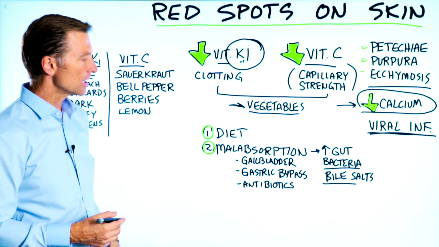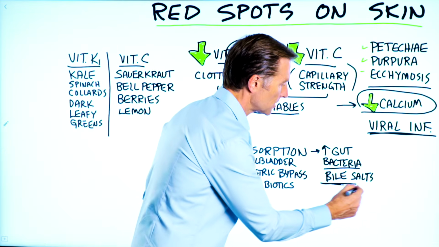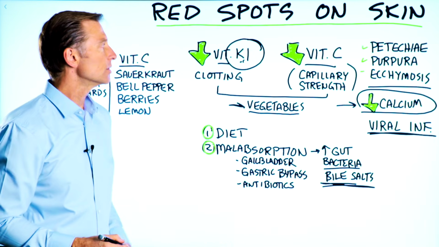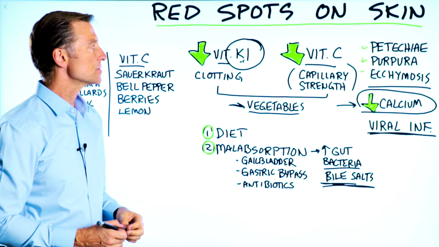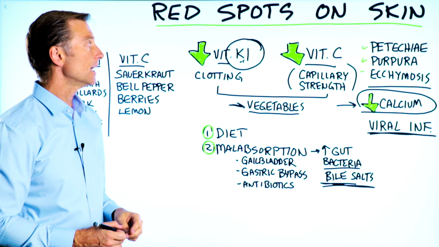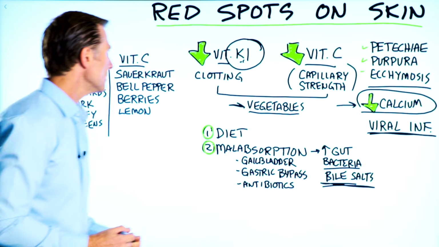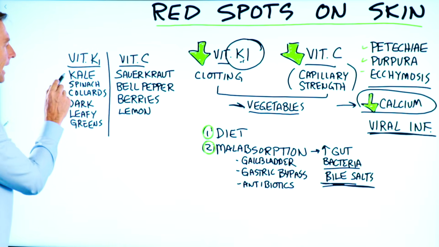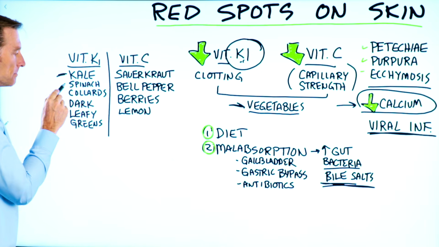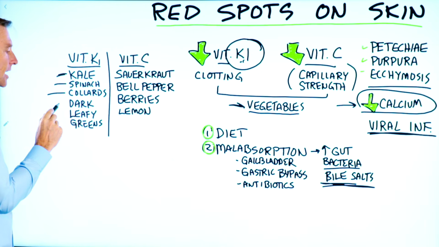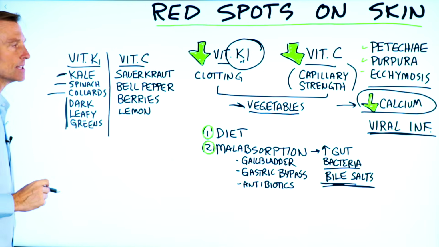Now, in some circumstances, if you add some bile salts to the diet, you can find that you get a lot more absorption of all the fat-soluble vitamins, including K1. So it can help your clotting factors. Now, the foods that are high in K1, kale would be at the top of the list, spinach, collard greens, just dark leafy greens in general.